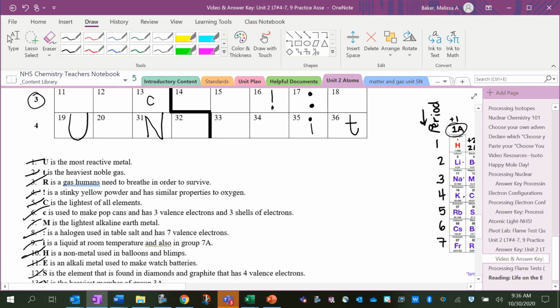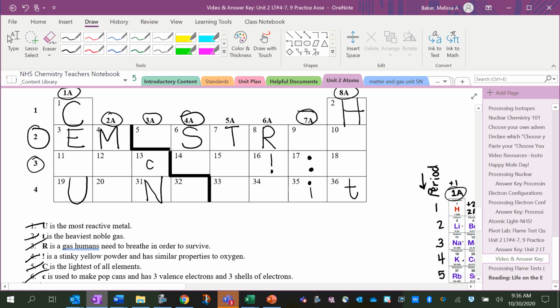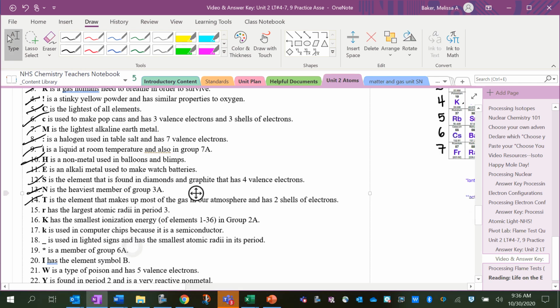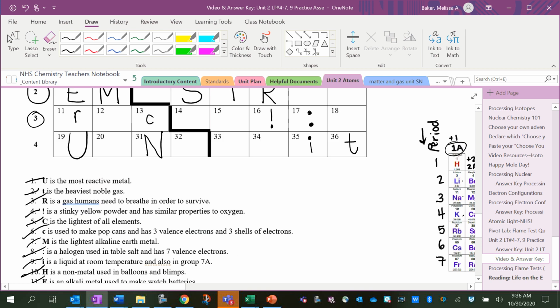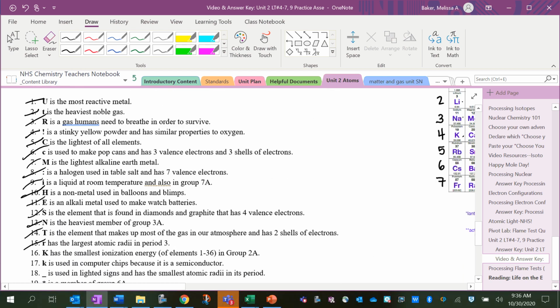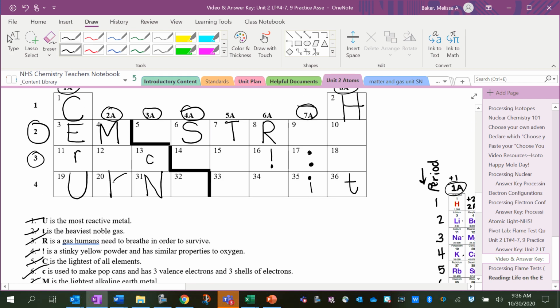Lowercase r has the largest atomic radii in period 3. That's going to be this one because it has the least number of protons to suck in those 3 shells. So it will be the largest. K has the smallest ionization energy of elements 1 through 36. That's in group 2A. So group 2A, it's easiest to take one away from the biggest. So that would be number 20.